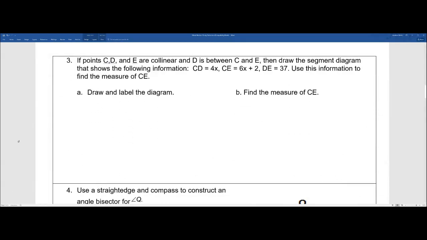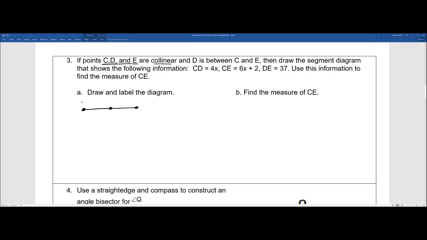All right, number 3. We have to draw and label a diagram based off the situation. Now, they say points C, D, and E are collinear. What does collinear mean? It means multiple points existing on the same line. They are coexisting on the same line.